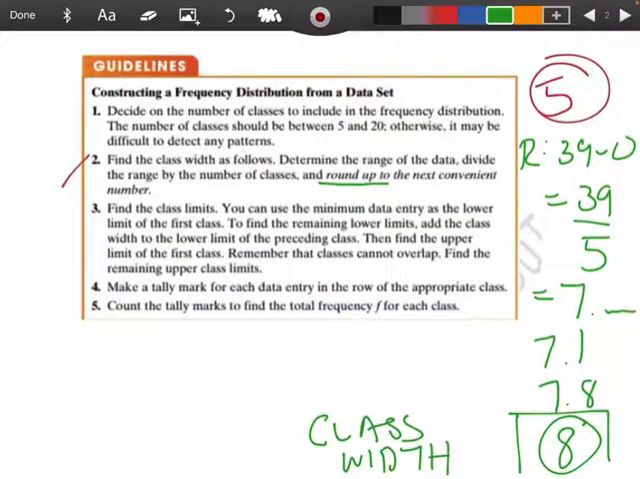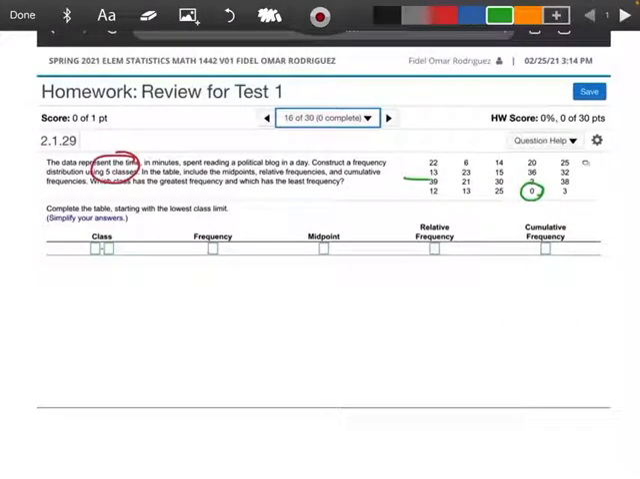Okay? Number 3 says to find the class limits, you can use the minimum data entry as the lower limit of the first class, and then to find the remaining lower limits, add the class width to the lower limit of the preceding class. Okay, so let me explain what that part means right here. I'm going to come back here. So I'm going to just start filling in. Remember, we're going to have 5 of these, right? So let's call this 1, and we'll do 2, 3, 4, and 5.